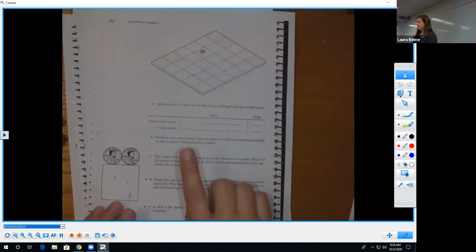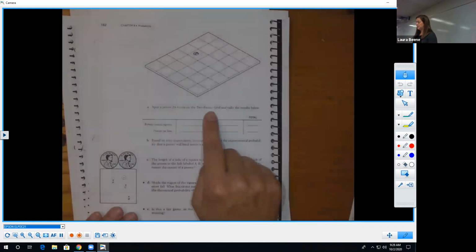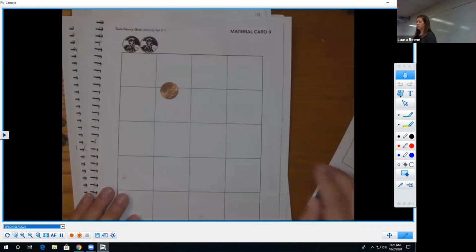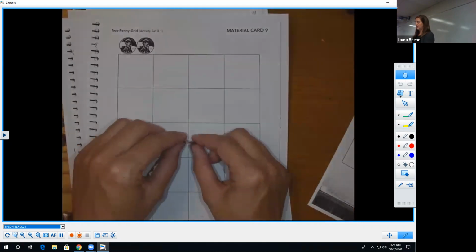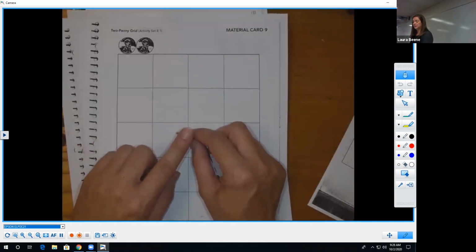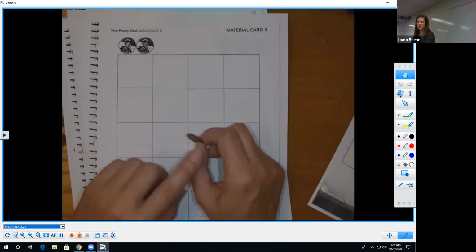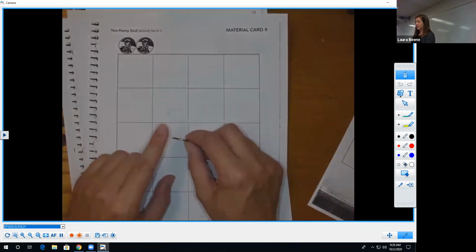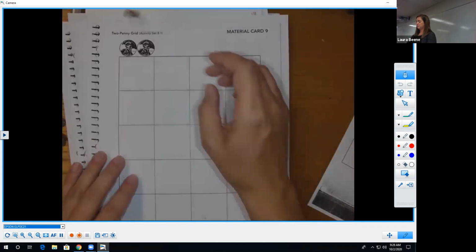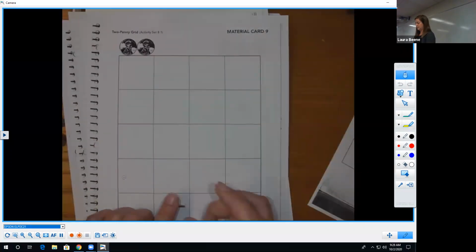It says spin the penny 24 times and tally your results below. If we were in class, this would go a whole lot faster. I think I'm only going to spin it 10 times just to save a little bit of time, so you don't have to sit here and watch me spin it this many times. Oh, and the fact that I can't spin it very well. Let's try again.